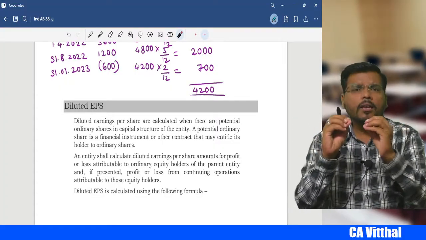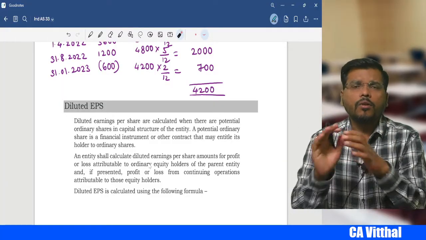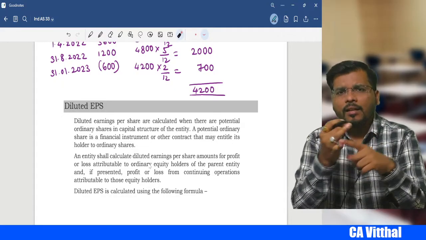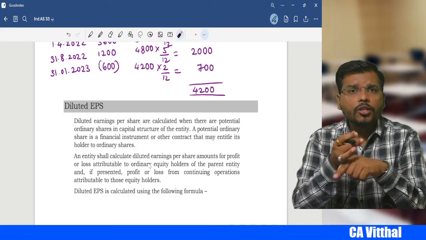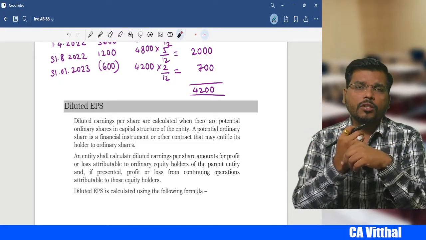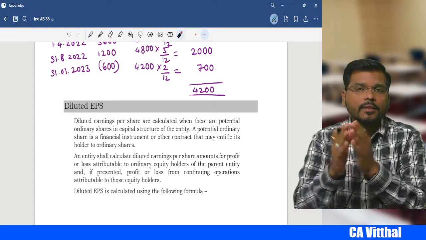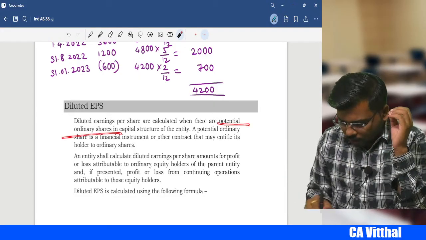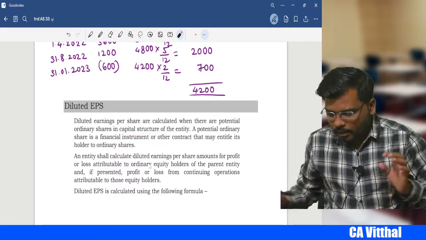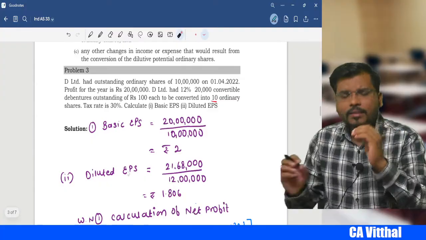Today it may not have any impact, but in future it may have an impact on our EPS. So like this, number 1, conversion of debenture into shares, conversion of preference shares into equity shares, or share option, share warrant. These are the potential ordinary shares in the capital structure of the entity. After that, my dear student, let's take one example.